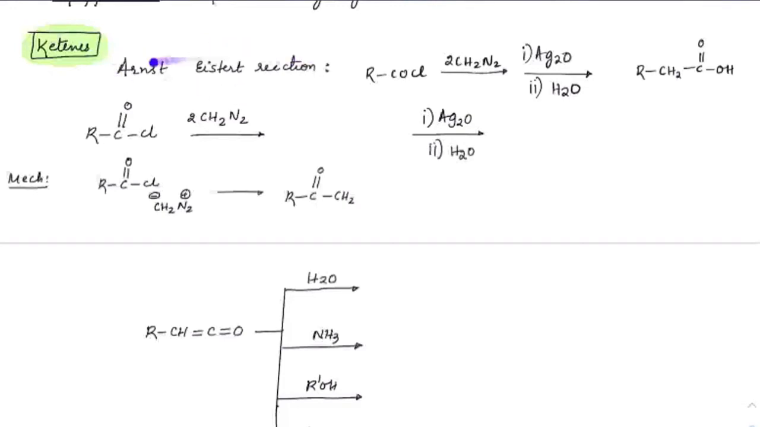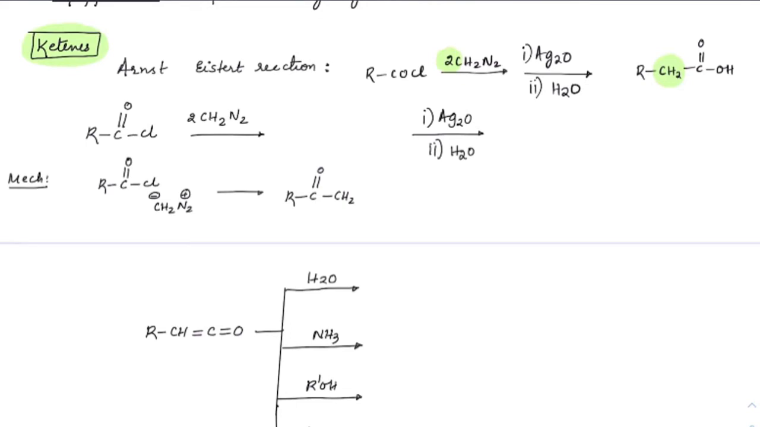This is the Arndt-Eistert reaction, which tells us that if you take acid chloride, first let us see the overall reaction. Acid chloride reacts with diazomethane, followed by Ag2O, which is used as a catalyst here, then followed by hydrolysis. We will get an acid. In this acid, there is an extra carbon. Between this R and C, a CH2 was inserted. That is exactly what happens in this case. Second thing, we have to take 2 moles of diazomethane here.